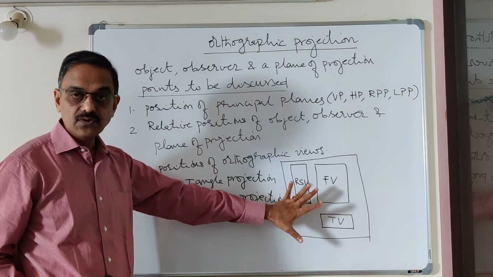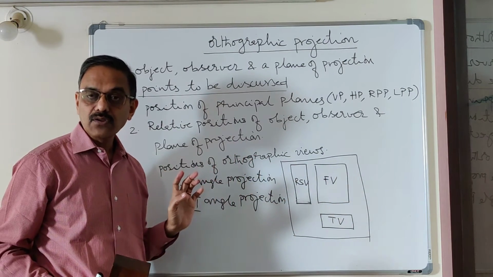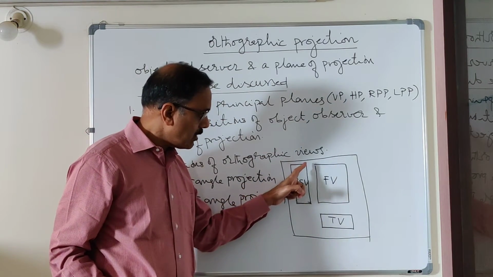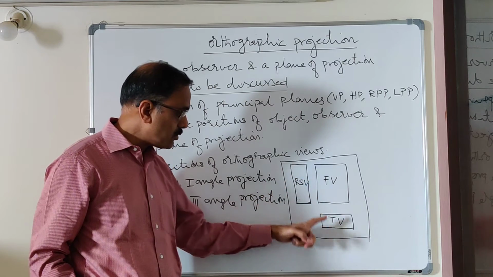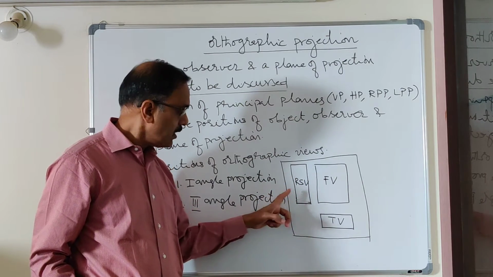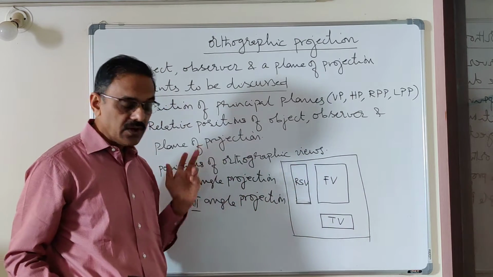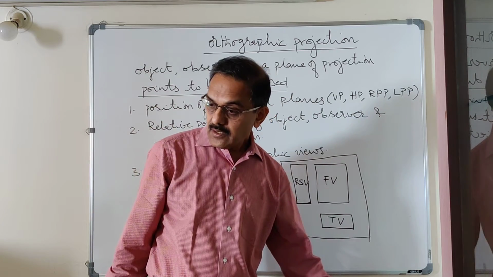These are the orthographic views: the front view, top view, right side view, left side view. They are called orthographic views. Now, how did I get these positions like this? I have drawn the top view below the front view and I have drawn the right side view on the left side of the front view. How did you get them? This is how you get them.